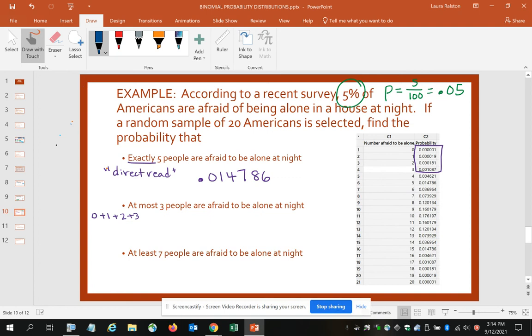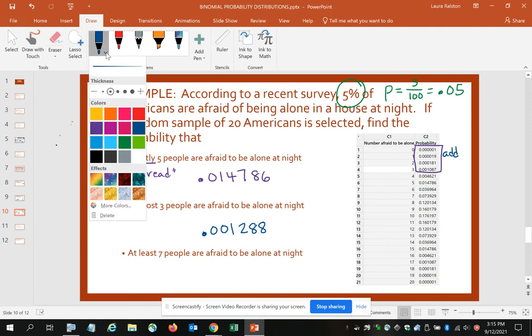Okay, so I have 0.000001 plus 0.000019 plus 0.000181 plus 0.001087. So I add those numbers up and we get a value of 0.001288. We added these together to get at most 3, following the directions from our table.